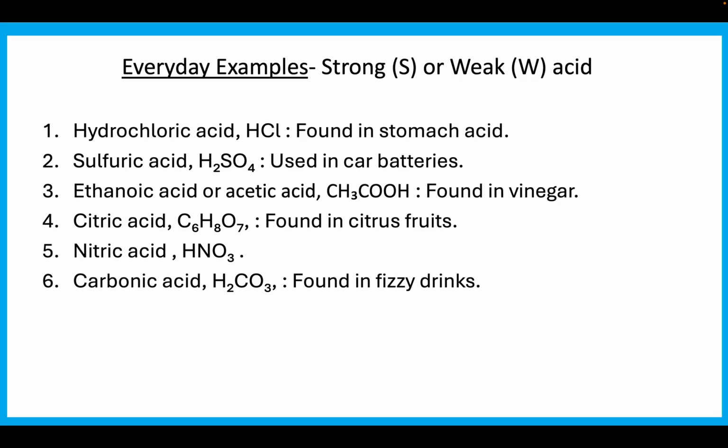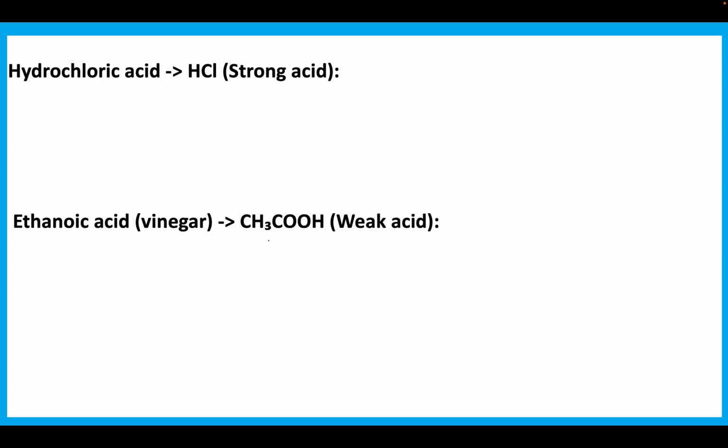Let's recall some everyday examples of strong or weak acids. We can easily see where these acids are found, their strength, and what their uses are. We have hydrochloric acid and sulfuric acid, for example, as strong acids, then citric acid and carbonic acid as weak acids. We can look at one strong acid, such as hydrochloric acid, and one weak acid, such as vinegar or ethanoic acid, and write their dissociation reaction. In other words, to see their ability to dissociate in water.